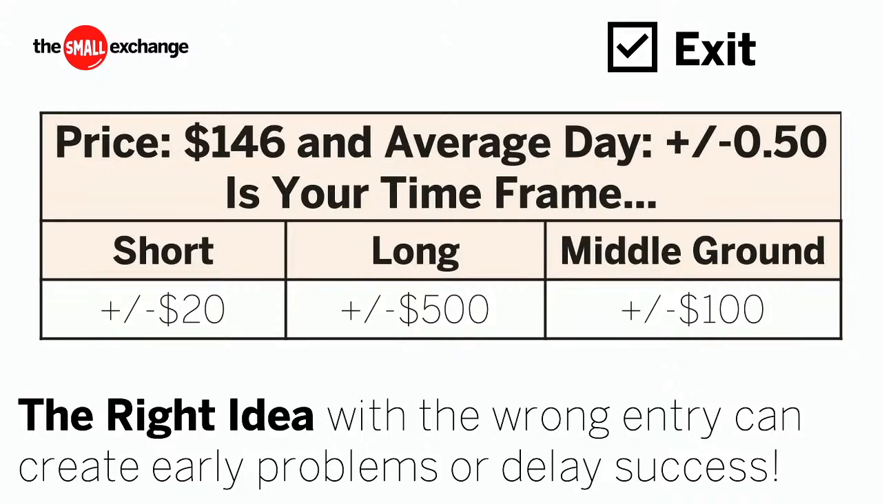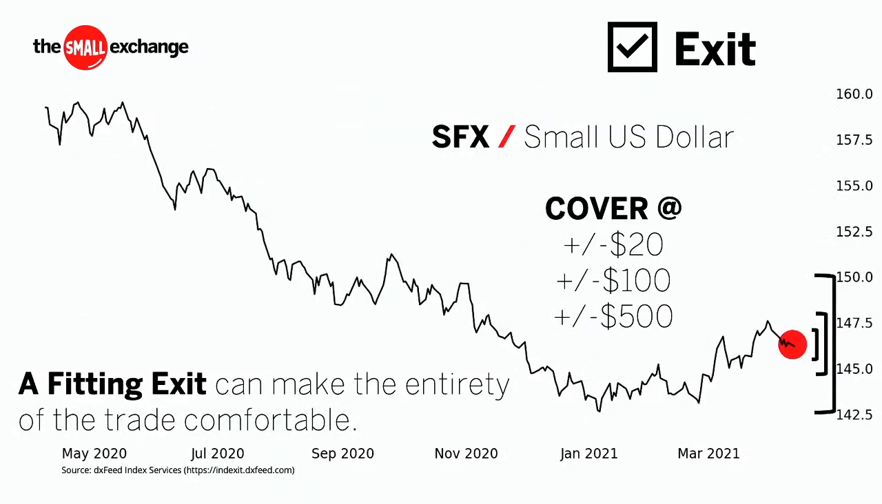Middle ground is always nice. I'm not looking for an intraday scalp, but I'm also not looking to hold on to this thing for more than a month. $100, that's a nice middle ground here for trading US dollar futures at the small exchange, because that wrong entry can really, really hurt, that wrong exit really hurt before you even enter the position there.